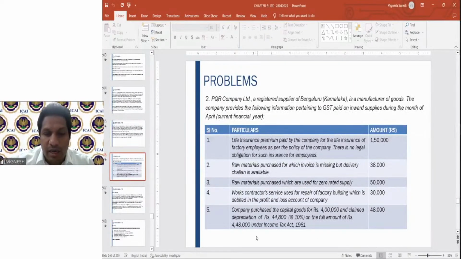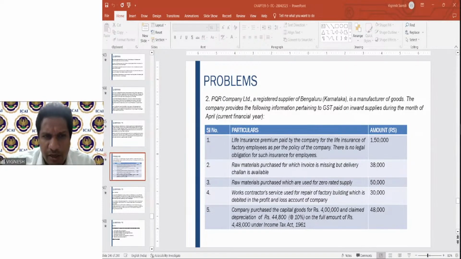The next one, the company purchased capital goods for 4 lakhs, claimed depreciation of 44,000, 10% on full amount. In this particular situation, since he is claiming the depreciation, you cannot claim the input tax credit. Since he has claimed the depreciation on the GST component also, you cannot claim the input tax credit. Very, very clear. So that was your fifth item.